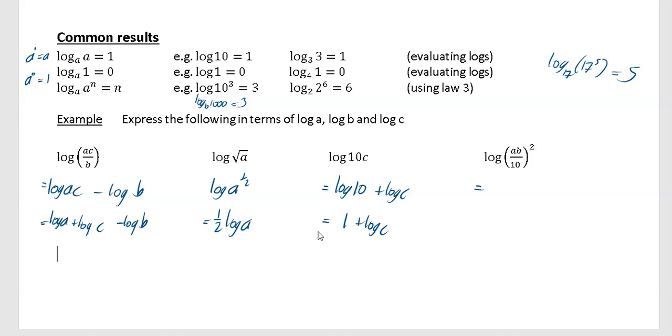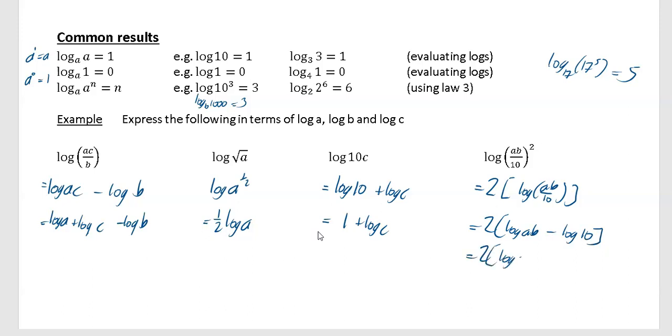Again, a couple of ways of doing this one. What I'm going to do here is pull the power down. So the power comes down, and that's 2 upon log of ab over 10. Then that becomes 2 upon log of AB minus log of 10. So that becomes 2 upon log of AB, which is log of A plus log of B, minus log of 10. And then we'll just multiply in. That's going to be 2 log A plus log B, minus log 10, which remember is just 1. So 2 times 1 is going to be 2, so minus 2.